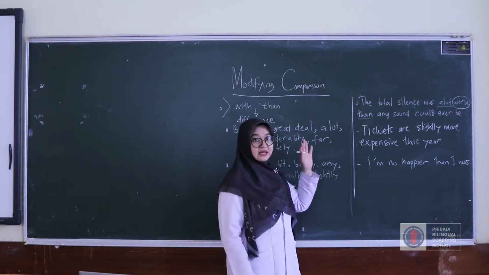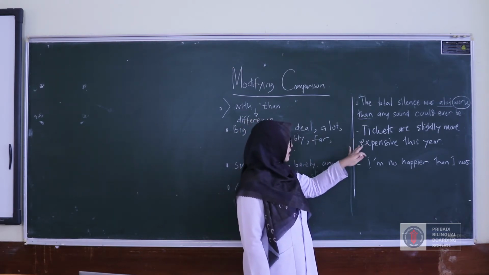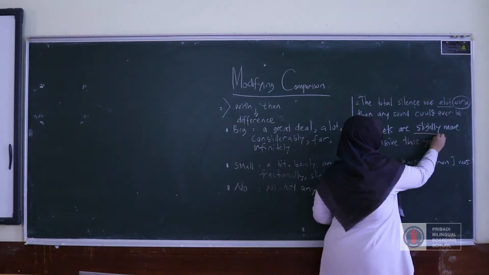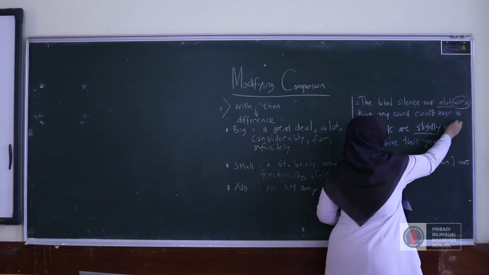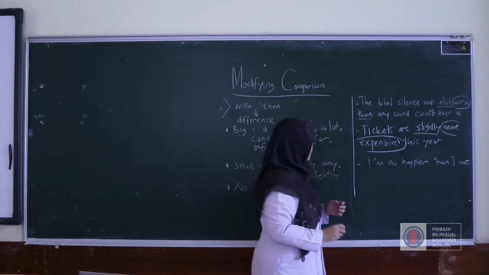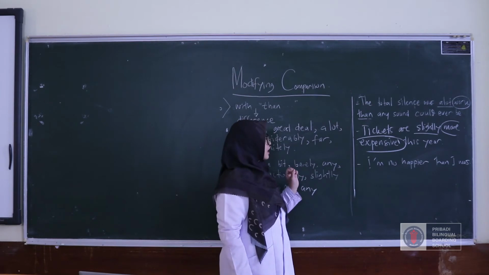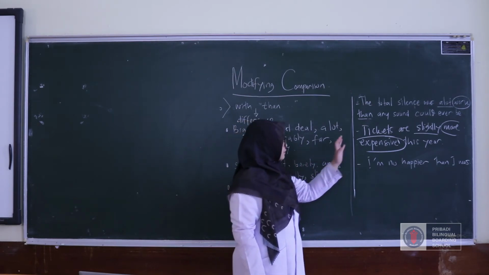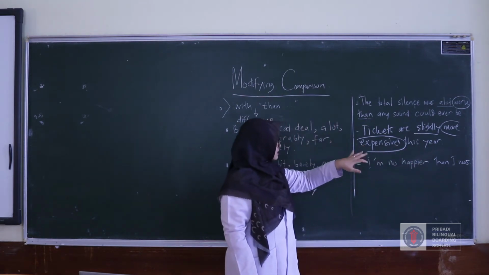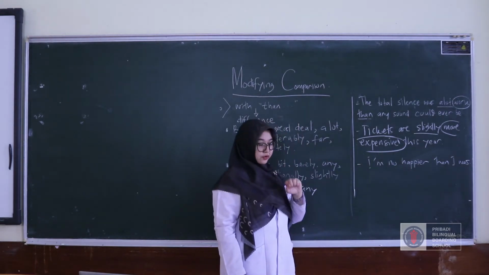Now take a look at the small difference. Tickets are slightly more expensive this year. So we have the word slightly, and then more expensive, which is a comparative adjective. You can simply use the word slightly before a comparative adjective, and then if you want to use than, you can say this year than last year, for example.